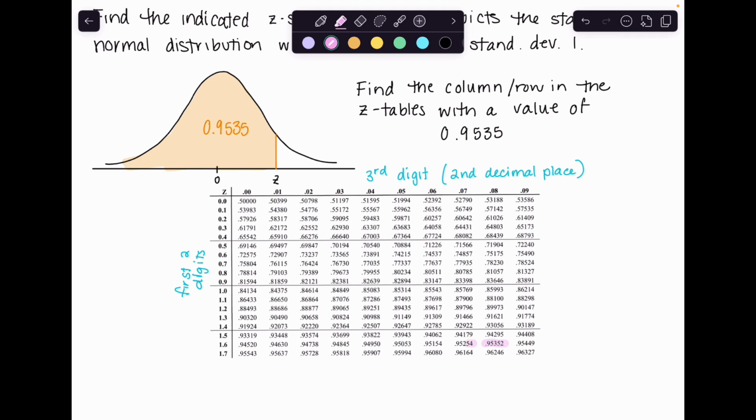So I'm going to look to the left to get my first 2 digits. That tells me my z-score is 1.6. And then I look up to get the next decimal place, which is 8. So this indicated z-score is positive 1.68. Okay. So what it tells me is 1.68 is this cutoff. 95.35% of the area is here, and then 1 minus that is remaining over here.